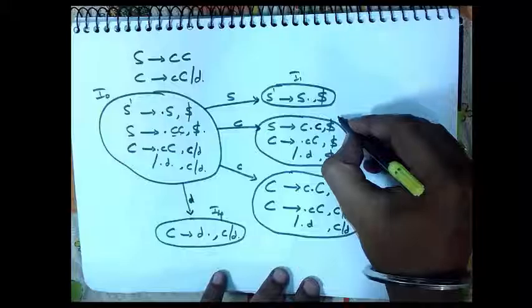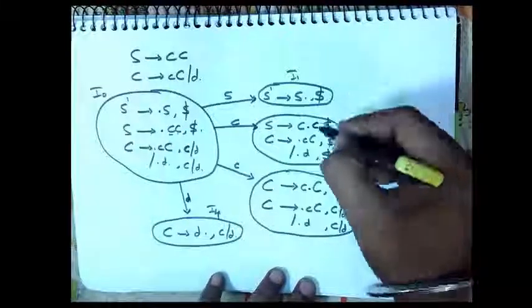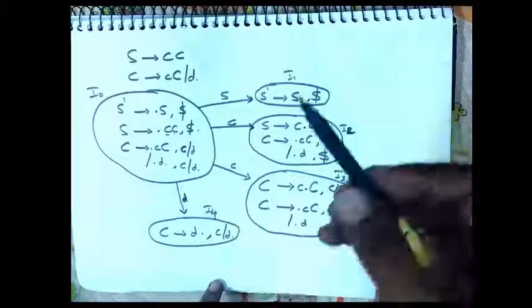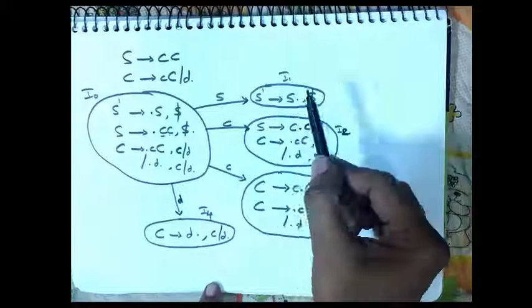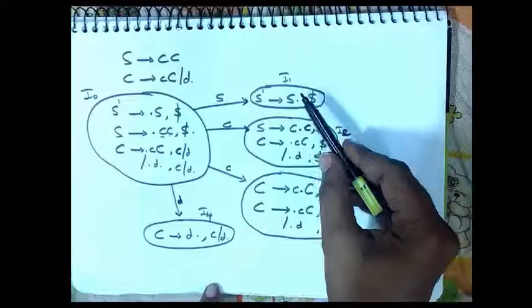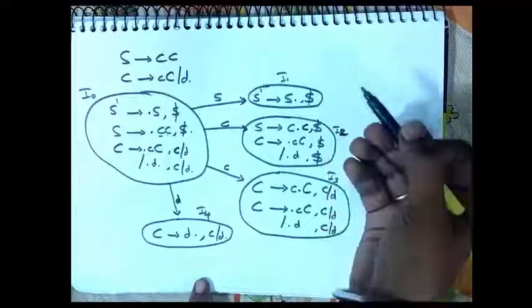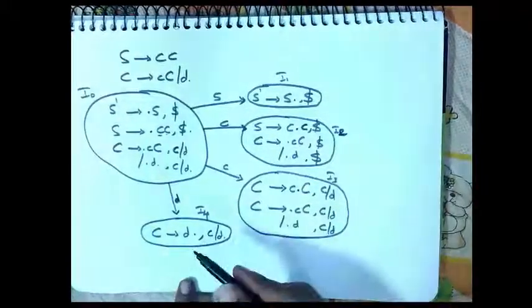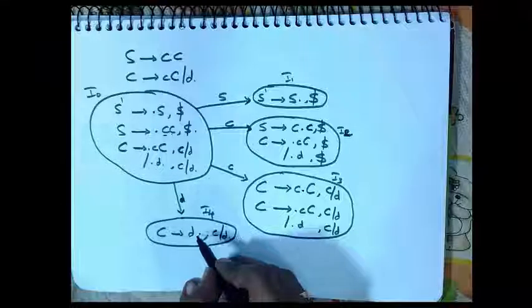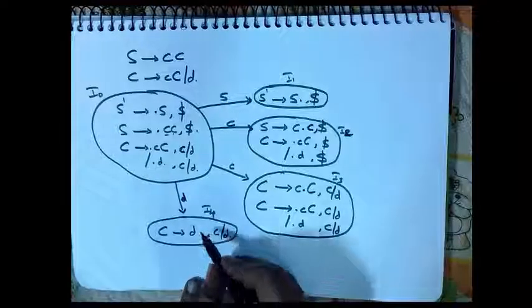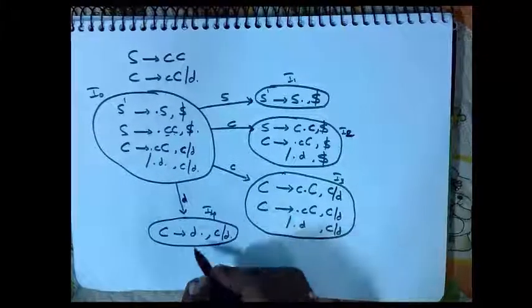Now similarly, we have to extend all the transitions for all the states which are not final states. As this was a final state, no need of extending I1. Why? Because there were no elements after the dot, which implies it is a final state. And similarly, I4 is also a final state, because there are no expressions to be traversed after the dot.